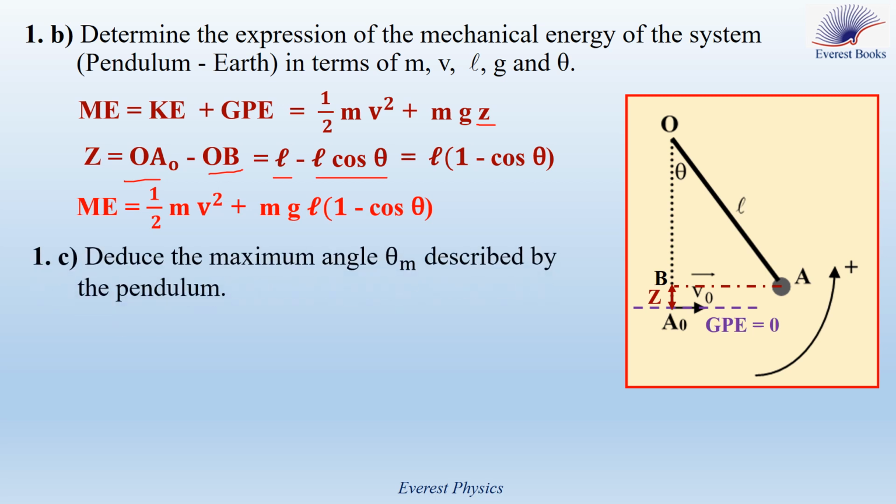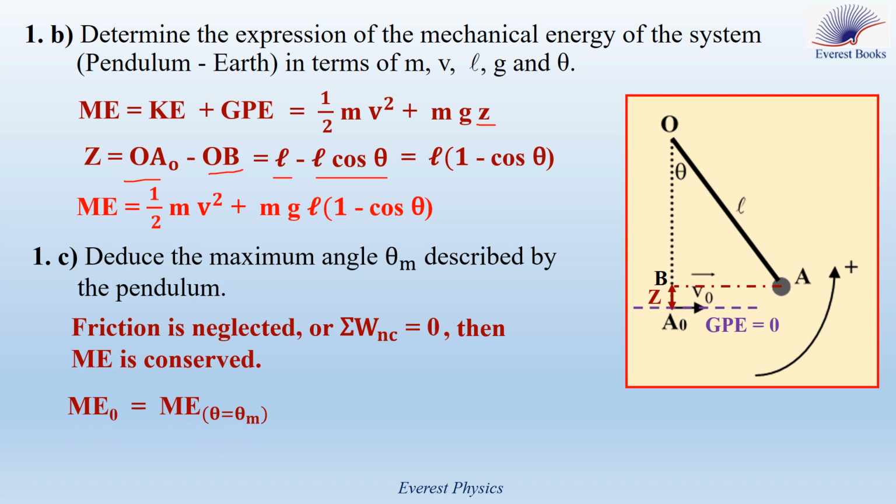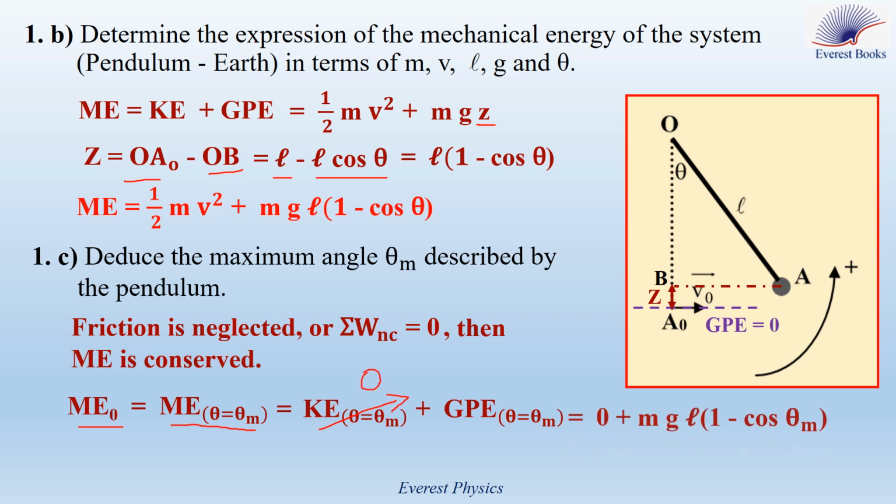Part 1c. Deduce the maximum angle theta m described by the pendulum. Since friction is negligible, or the sum of the work done by the non-conservative forces is 0, the mechanical energy is conserved. So the mechanical energy at time 0 is equal to the mechanical energy when theta is equal to theta m, and ME when theta is equal to theta m is equal to KE plus GPE when theta equals theta m, and the kinetic energy when theta is equal to theta m is equal to 0. So ME when theta equals theta m equals m g L into 1 minus cosine theta m.